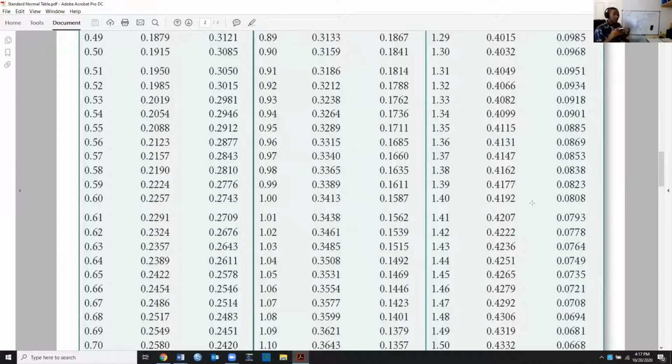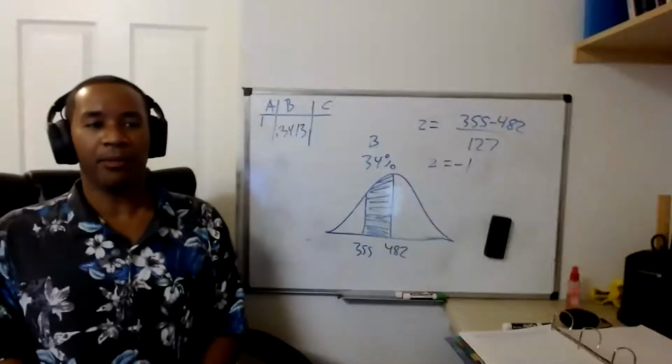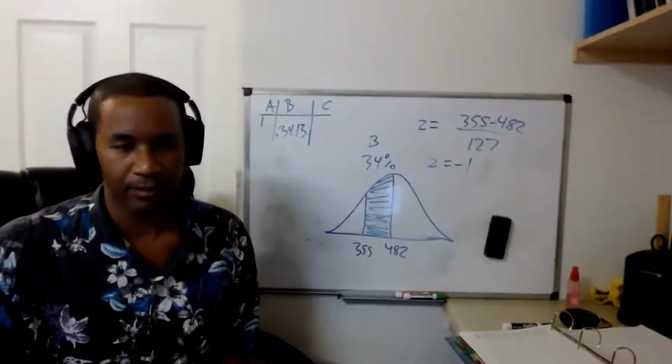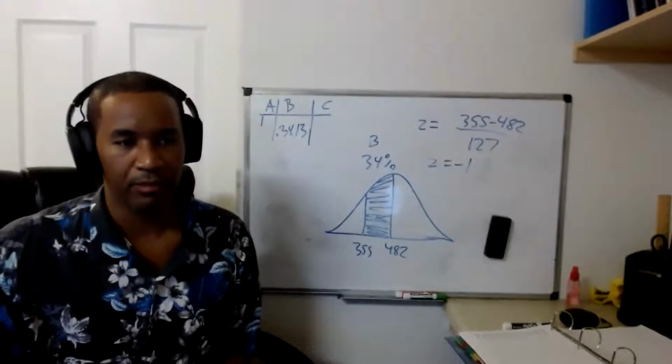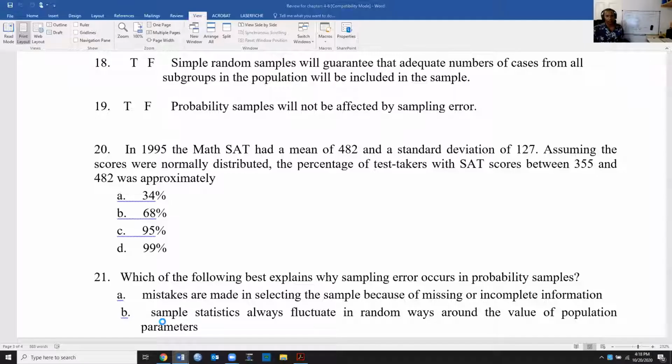which if I'm going to convert that to a percentage, because it says the percentage of test takers that score between 355 and 482, I need to multiply this by 100. Now, when I multiply it by 100, I should get 34.13%, which if I round down is essentially 34%. Now, does anybody have any questions about that? None?